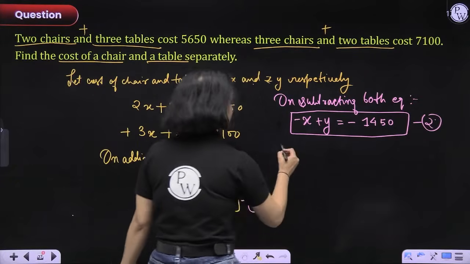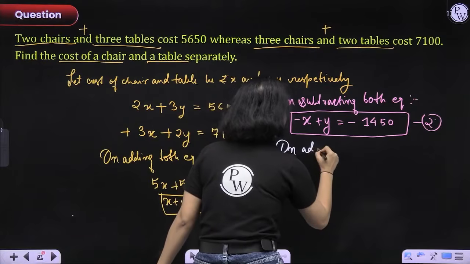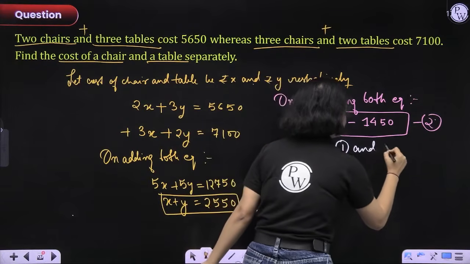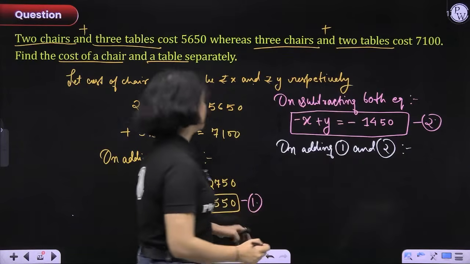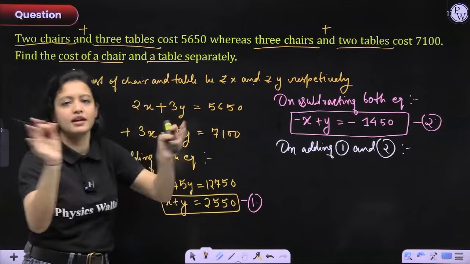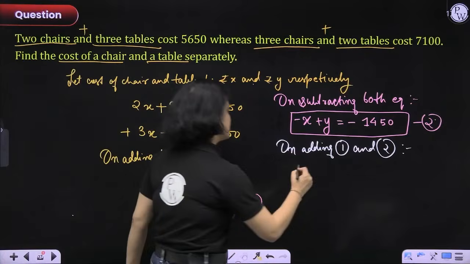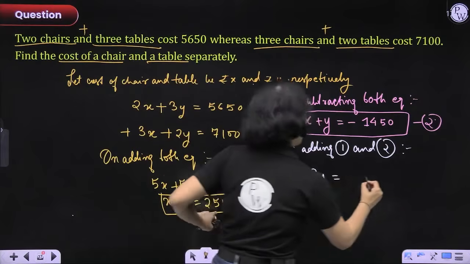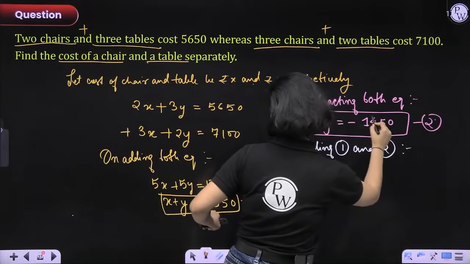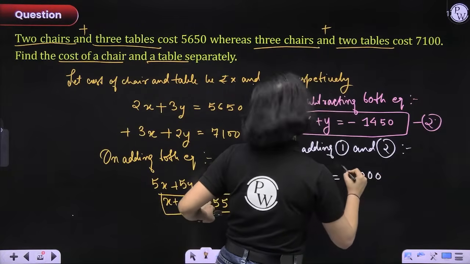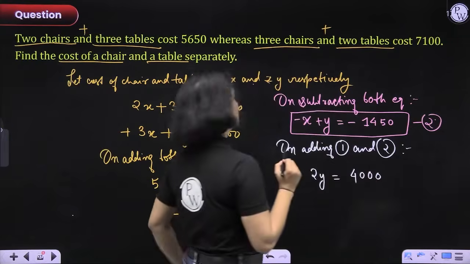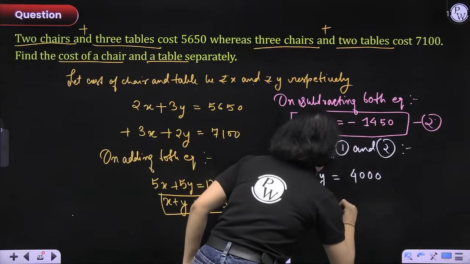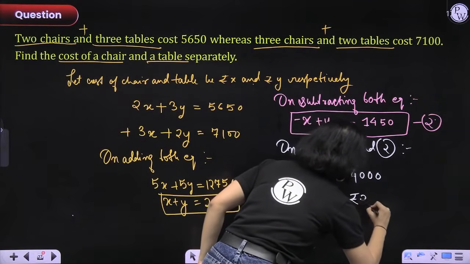On adding 1 and 2, what do you get, everyone? x will be eliminated: minus x plus x is gone. Y plus y is 2y. And then you will simply add this: 2550 plus 1450 is 4000 rupees. So from here, y comes out to be 2,000 rupees.